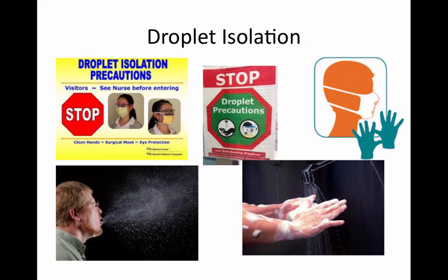When we talk about droplet isolation, the only difference between droplet isolation and contact isolation regarding personal protective equipment would be a mask. If you have contact isolation, you would certainly consider a gown and gloves, but droplet isolation, of course, includes wearing a mask. We would consider droplet isolation for influenza. We would also think about antibiotic-resistant pneumonia and strep pneumonia, MRSA pneumonia, or other bacteria and viruses that are spread by droplet transmission.